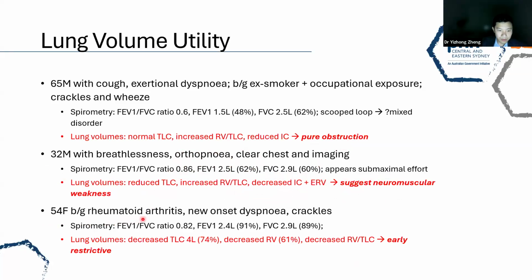Next case, a 54-year-old with rheumatoid arthritis, new onset dyspnea and crackles on examination. Spirometry showed a normal ratio, and the actual indices are normal. However, if you do their lung volumes, their TLC is reduced, and they have reduced RV, more so than the TLC. So a reduced RV to TLC ratio, so early restriction that's not picked up on their spirometry.